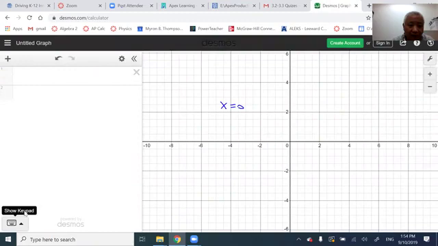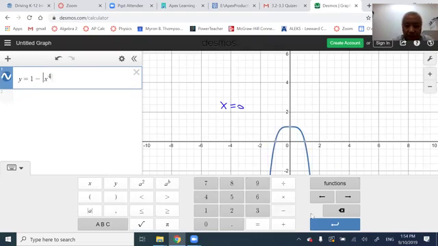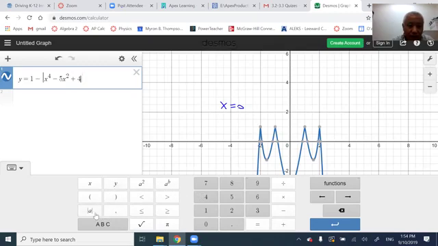So we go by here, y equals, right? And the 1 minus absolute value here, right? You can see how I use this, it's very useful, huh? And then we go x to the power of 4 here, and then minus 5, the x squared, and then plus the 4 here. And then the closing absolute value here, okay?